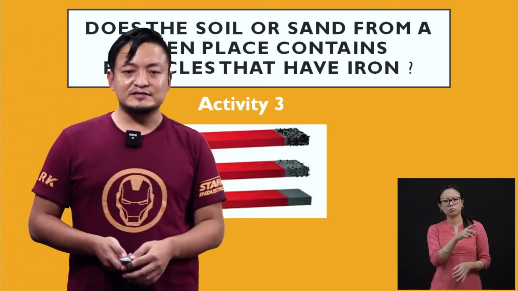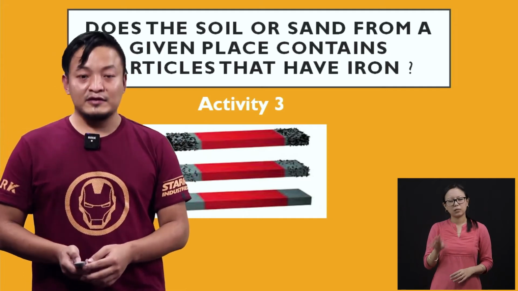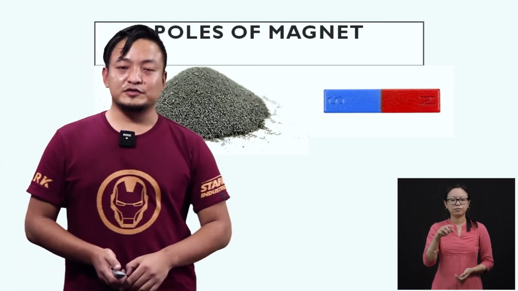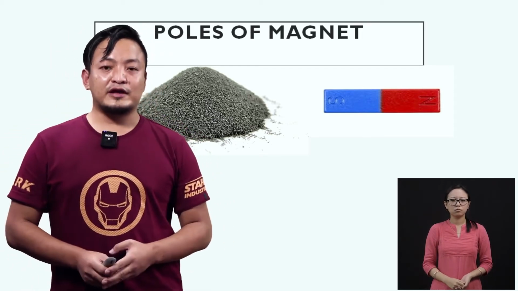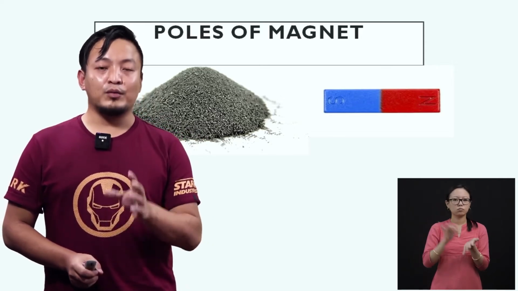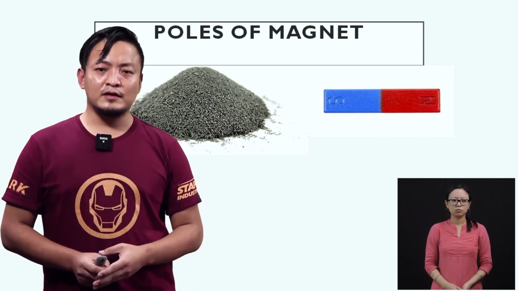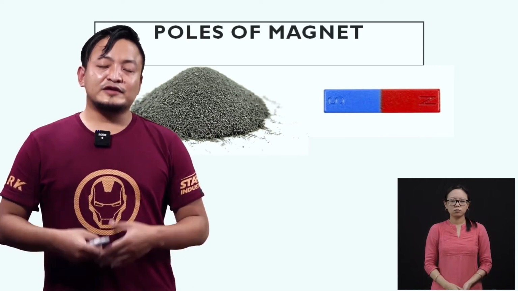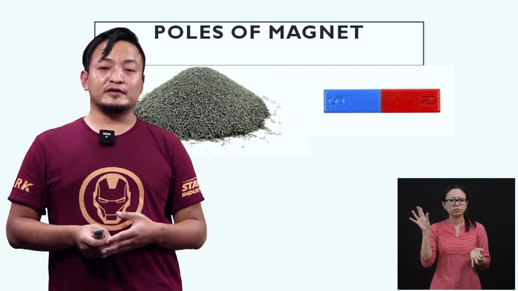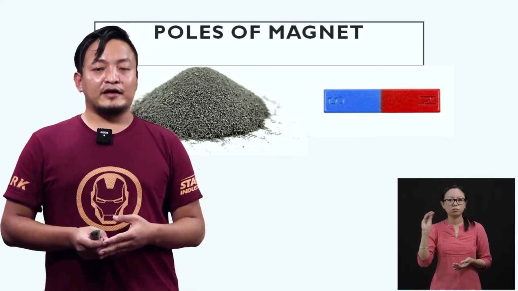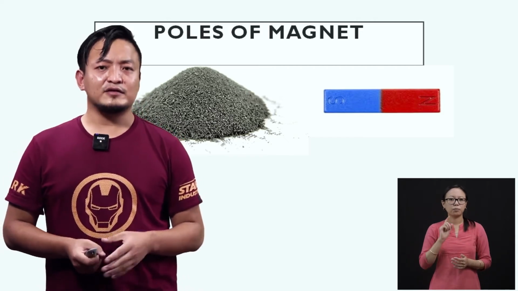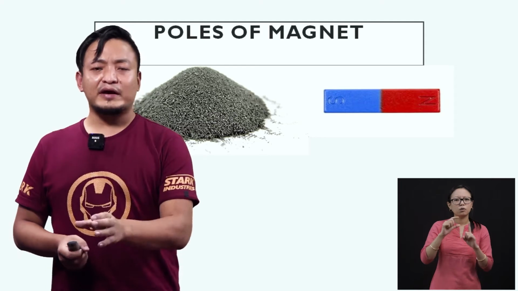Okay? So this is also a very easy activity, right? So I'm very sure you will try this. Now, dear students, we are going to learn about the poles of the magnet. Okay? Poles of magnet. Now, to help you understand these poles of magnet, we have an activity. And before we do this activity, let me explain what exactly these poles of magnet are.